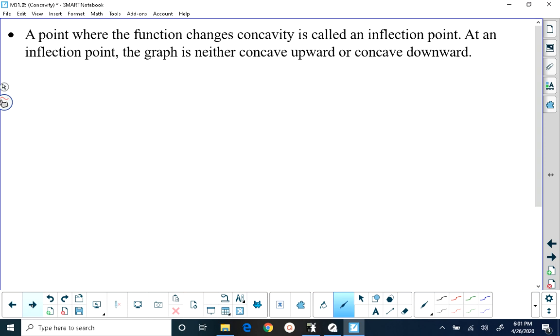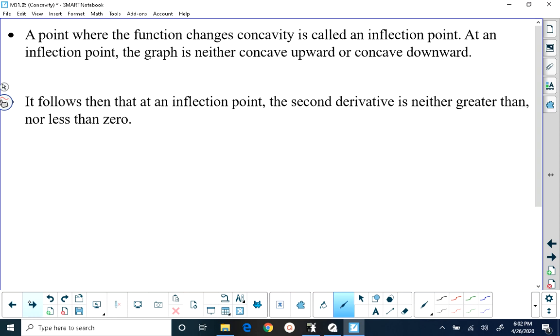Now, if there is a point where the function exists, but it is not concave up at that point and it is not concave down at that point. In other words, the second derivative is not positive and the second derivative is not negative. We call that point an inflection point. And by the way, in Math 30-1, your inflection points were always on the x-axis, and that does not have to be the case in Math 31.